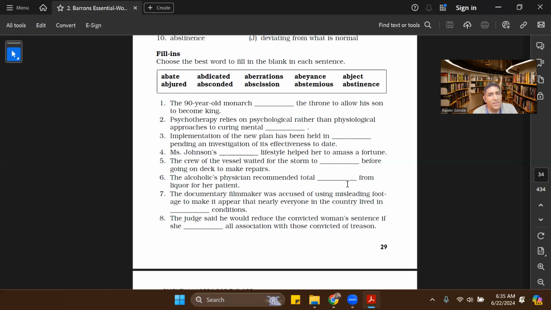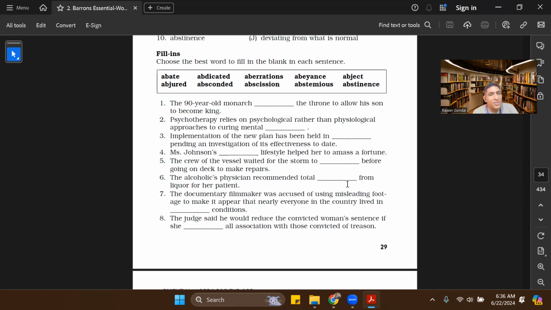The crew of the vessel waited for the storm to dash before going on deck. Storm to lessen in intensity. What was that word? It was abate. Abate means to lessen in intensity, right?